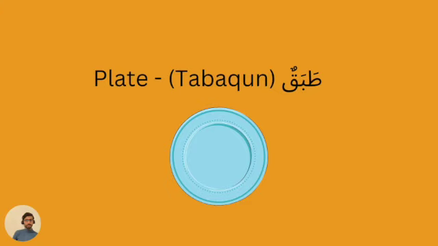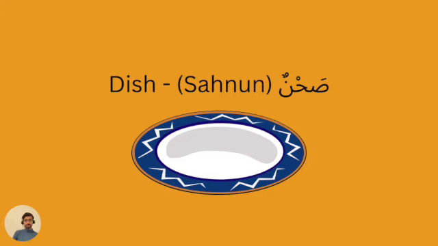Good. We have plate, طبق, طبق. Repeat after me. طبق. We can also say dish in case it's full. صحن, صحن. Repeat after me. صحن.